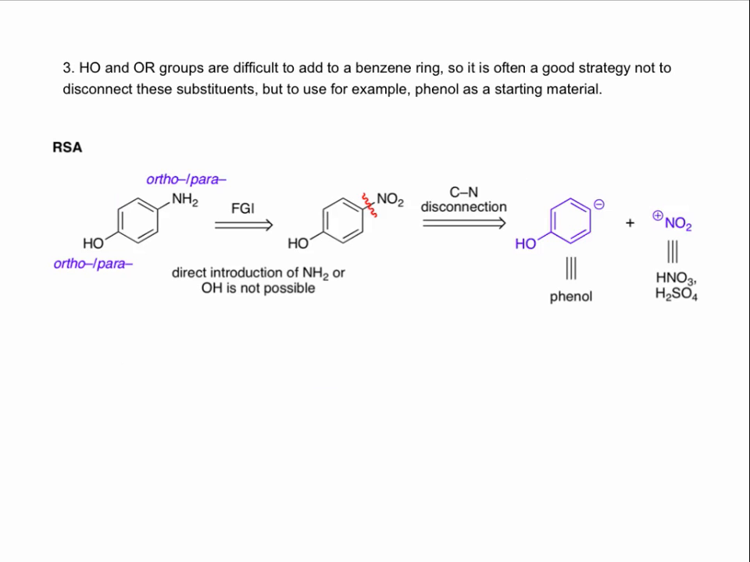For point 3, we need to recognize that OH and OR groups are difficult to add to a benzene ring, so it's often a good strategy not to disconnect these substituents, but to use, for example, phenol as a starting material.